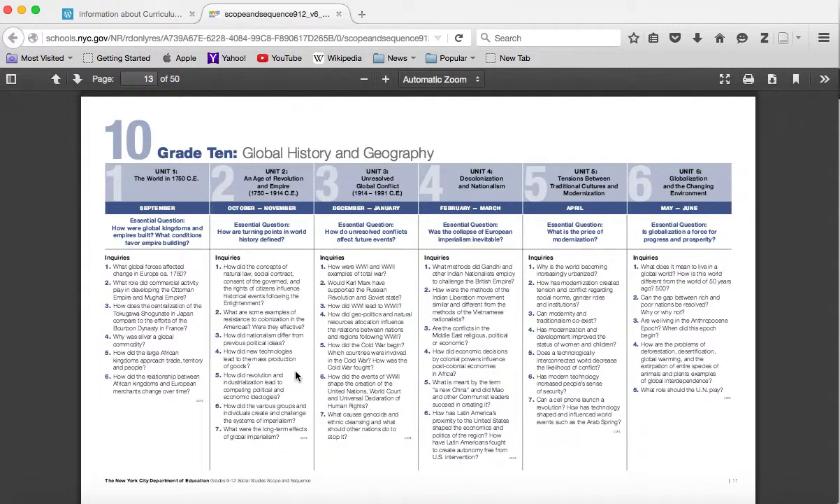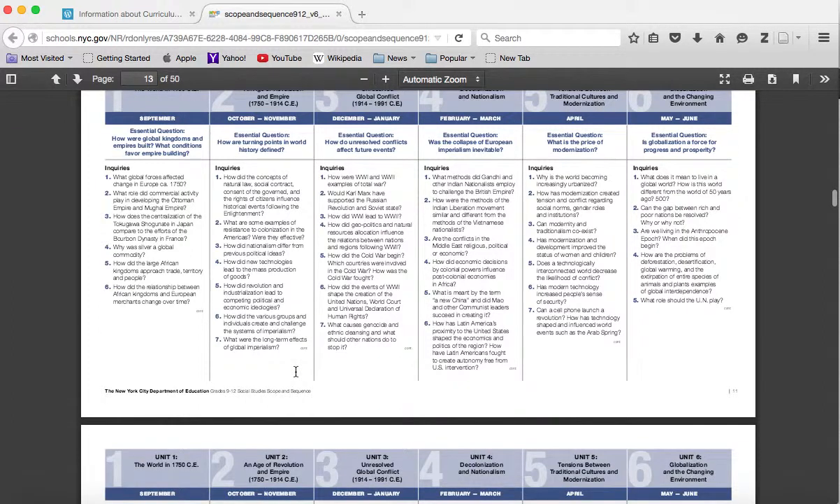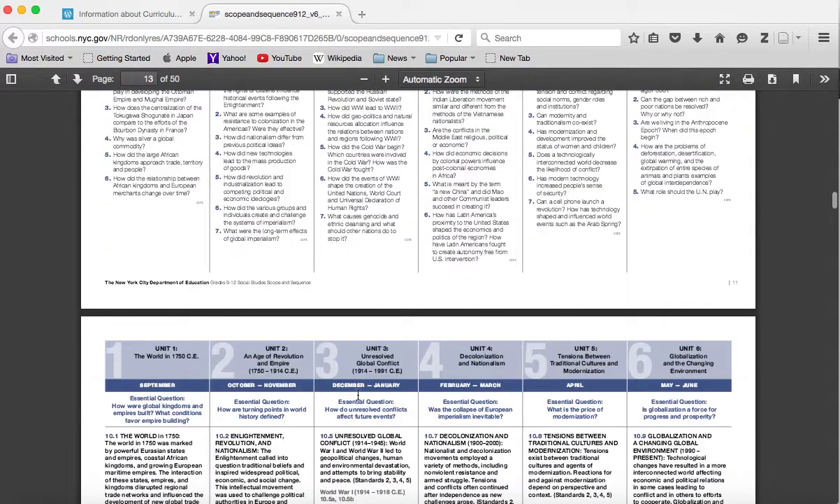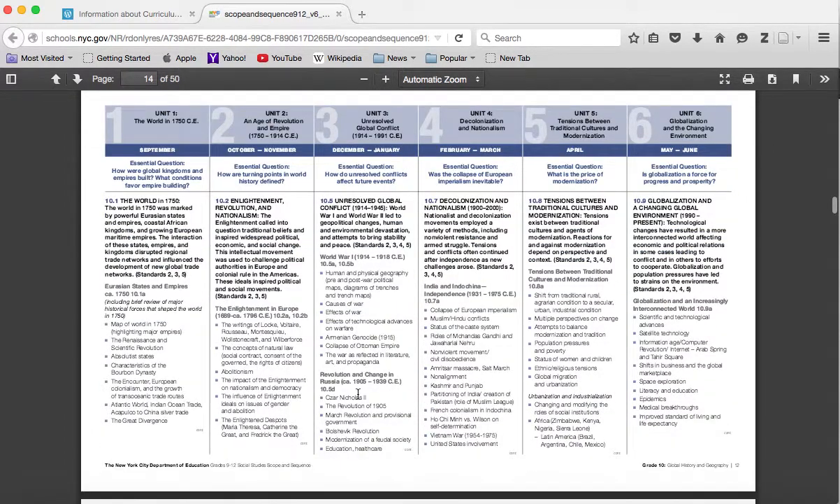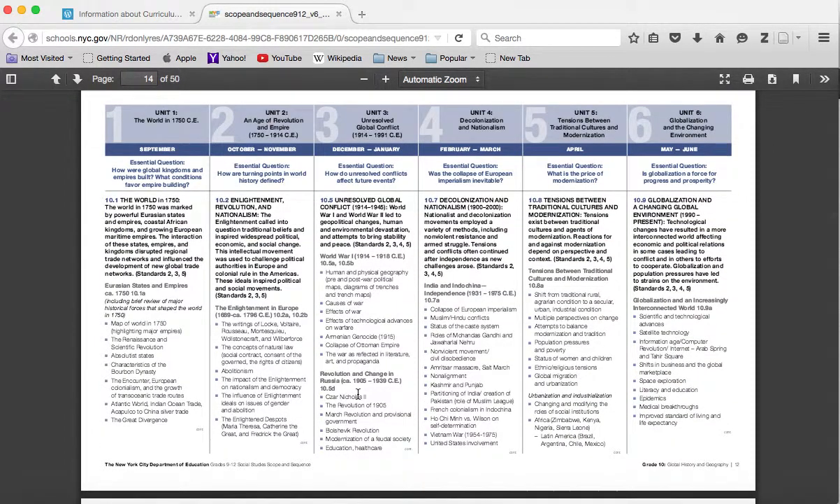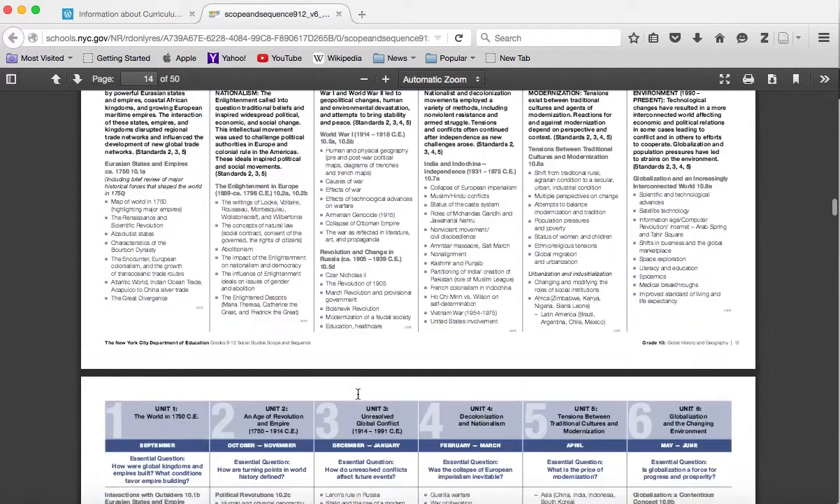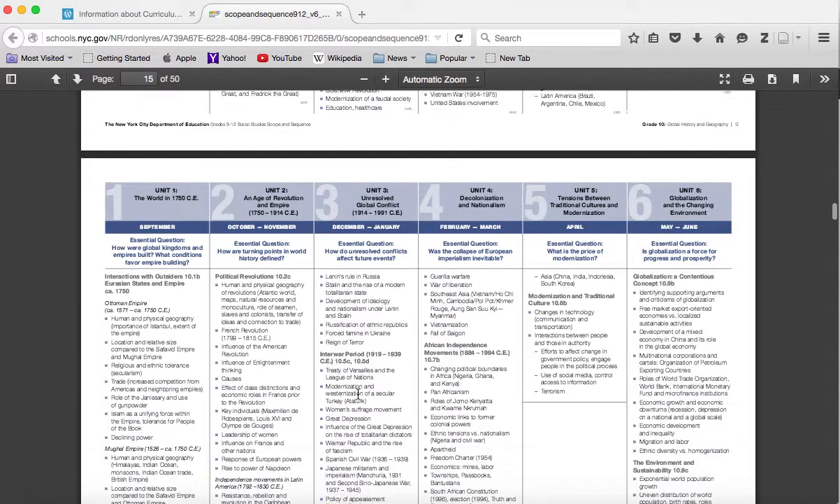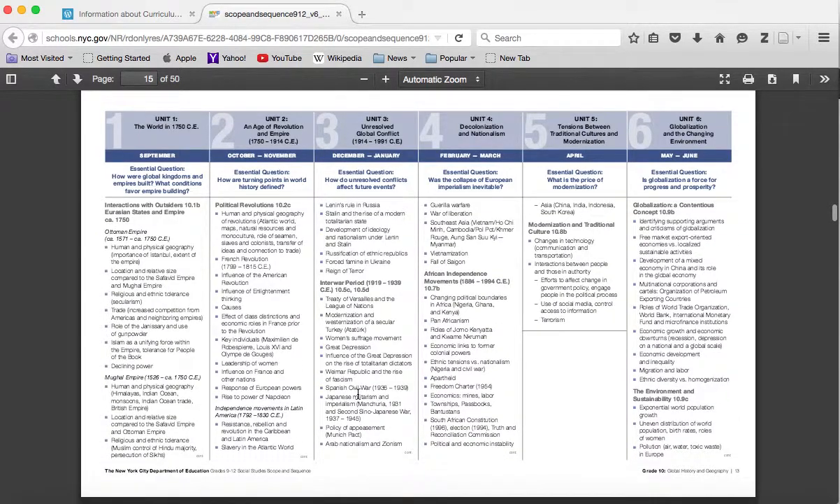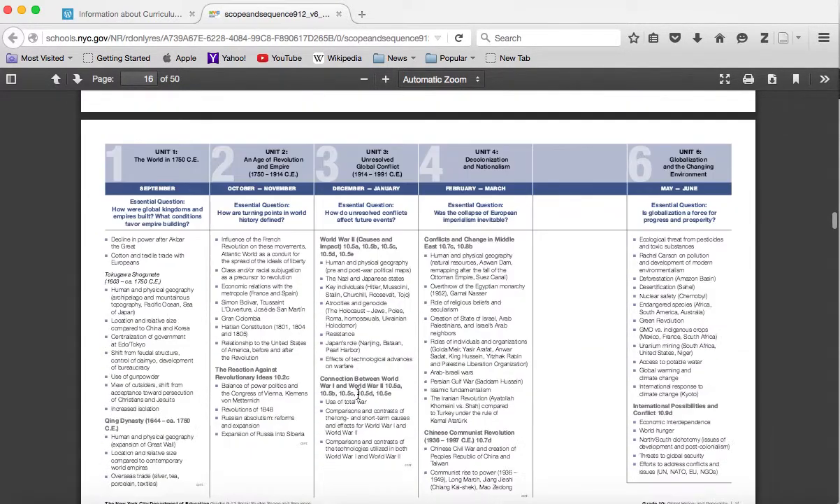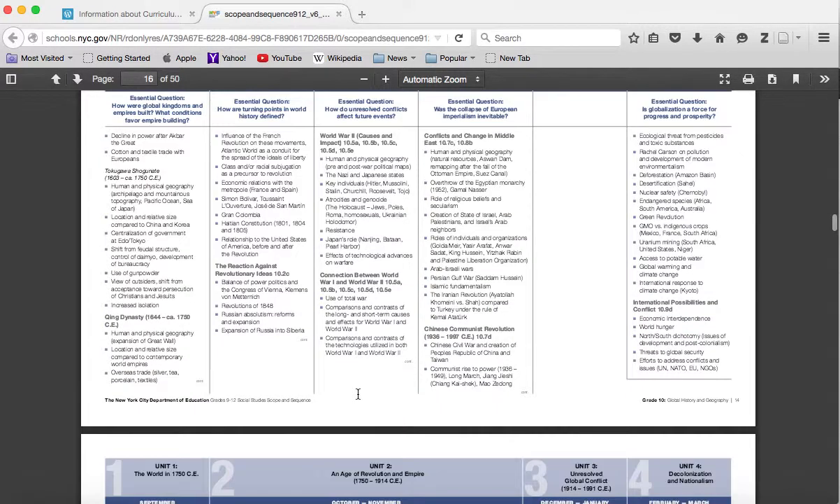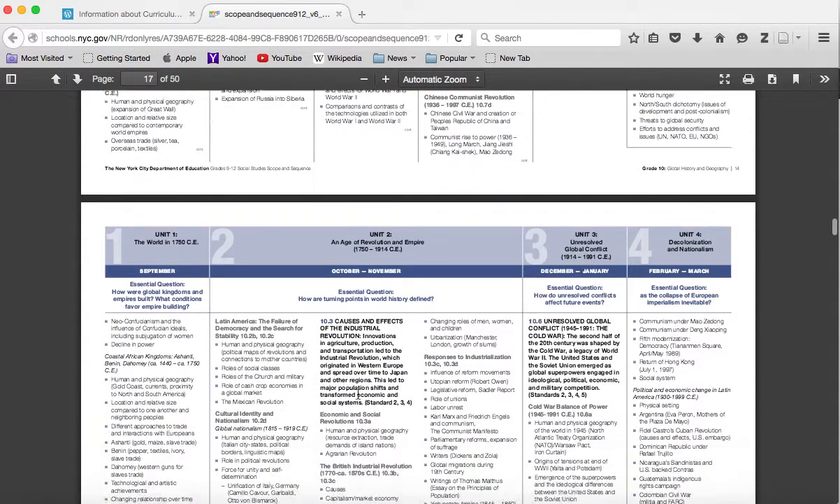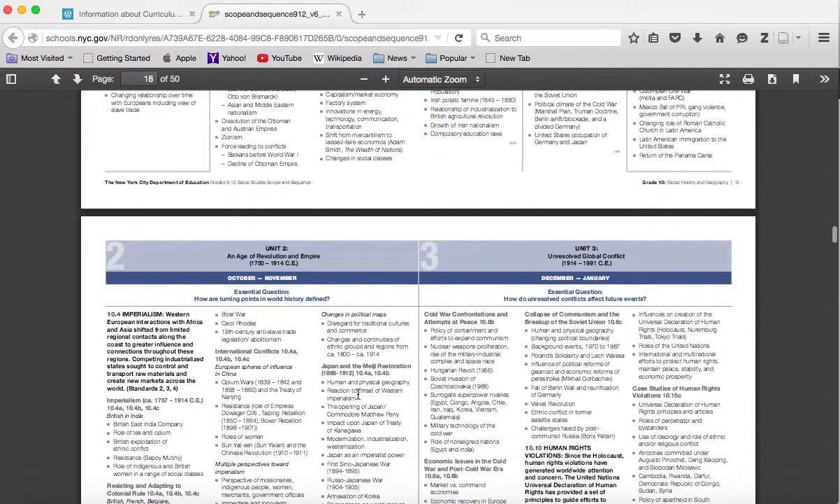And this is broken down very similarly in grade 10 to grade 9. Again, we have the essential questions, the inquiries that will be sought after and examined throughout the time spent in each unit. Again, each unit is then broken down into sections, and as you scroll down, you can see sections broken down even further, and you can really find everything you need to know about what the students are going to learn here. And again, some units are longer than others, as you can see.